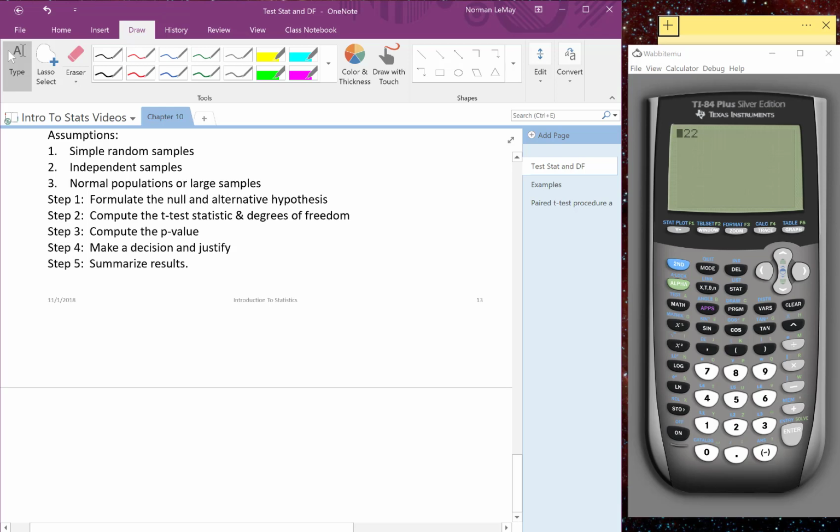Step 4, we will make our decision, that is, to reject or fail to reject, and then why. Again, we will reject the null hypothesis when the p-value is less than the alpha level, and we will fail to reject the null hypothesis when the p-value is bigger than the alpha level. Then we summarize our results. And in our next video, we have some examples on how to do this.